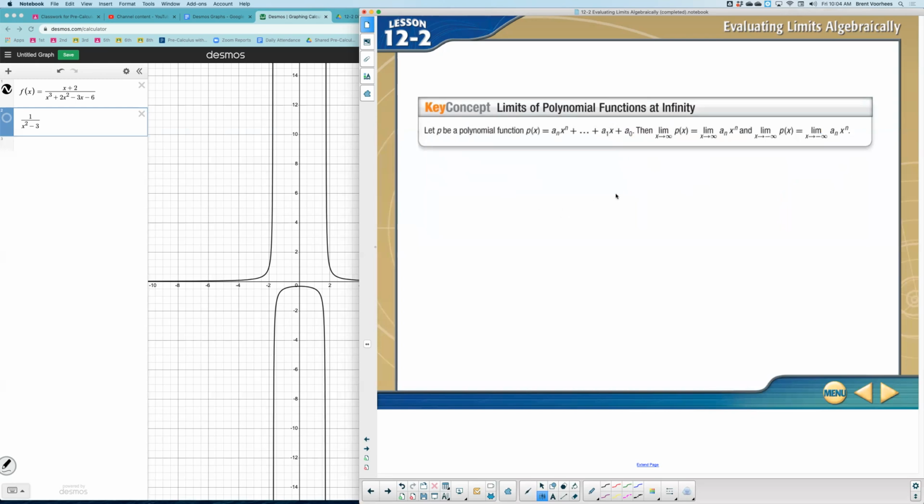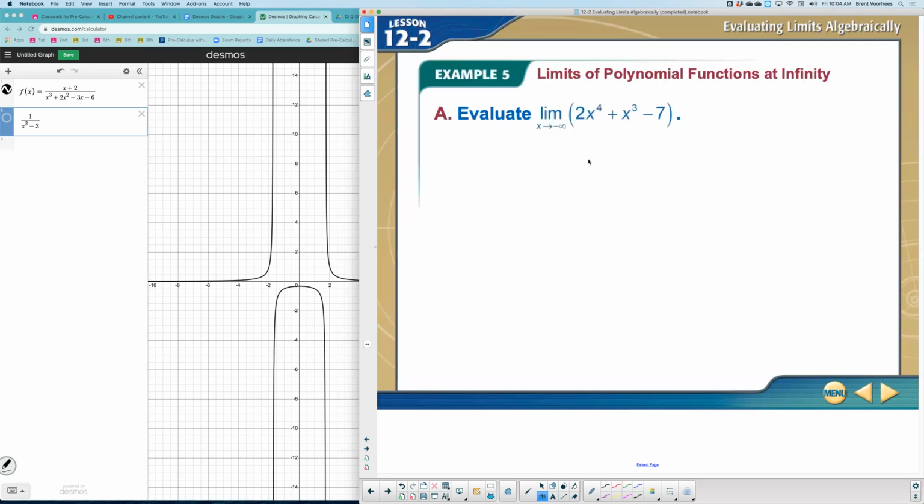So now let's take a look at this idea. It says here that if p is a polynomial function that's written in standard form here, then the limit of this polynomial function p will be the same as the limit of the greatest power, the leading term, which we learned about way back when in chapter 2, lesson 2.3 or 2.4, something like that.